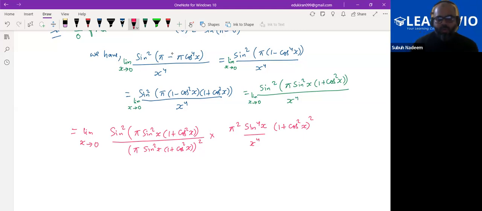Now we have almost reached the answer. So first write this down and try to think what can be the further step.